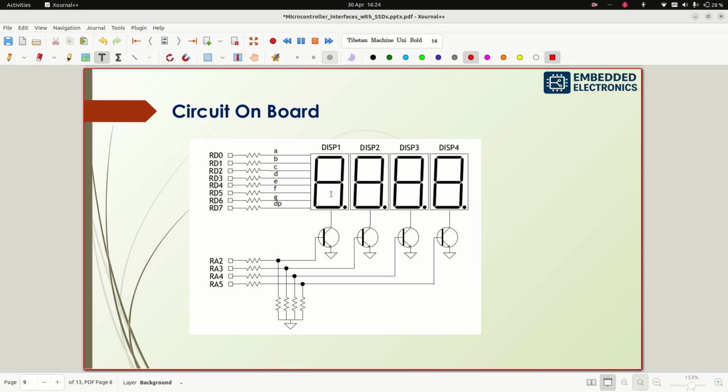Now to turn on display 2, what we need to do? We need to consider RA3 as high, and this transistor we need to consider also high. So here we have control lines. These are connected to RA2 to RA5, so these are the output pins. And this is the data lines RD0 to RD7. So this is port D, right? This is also output pins.